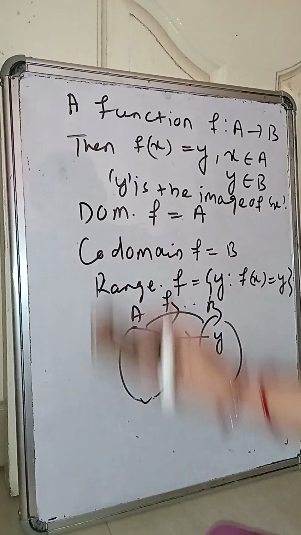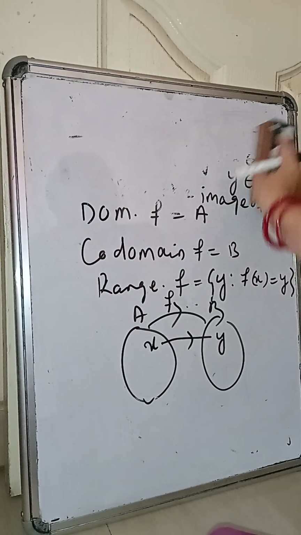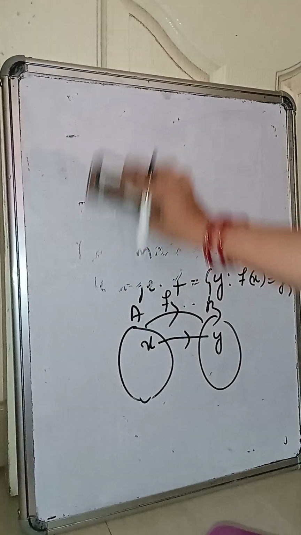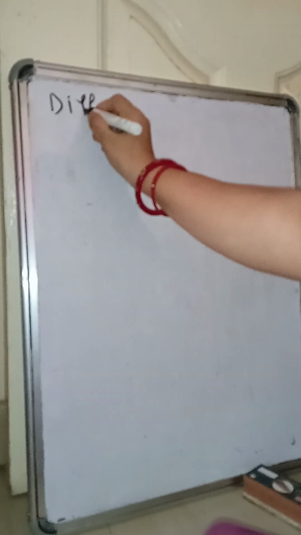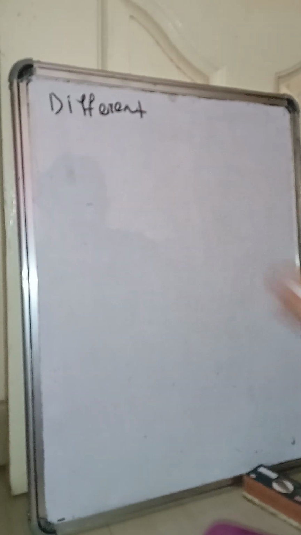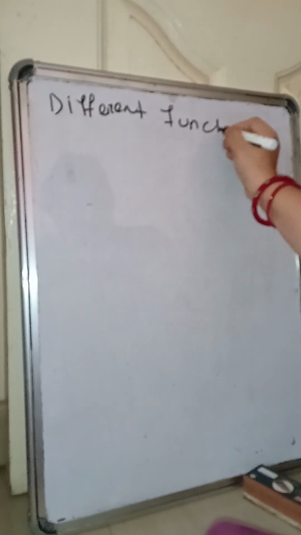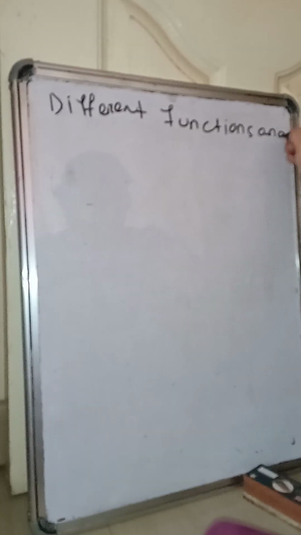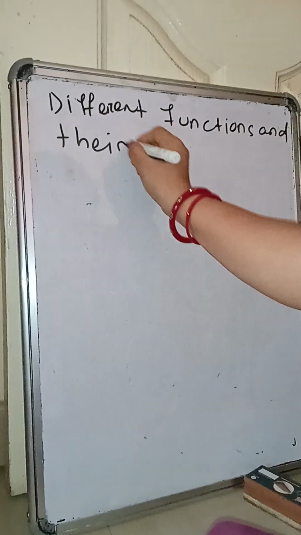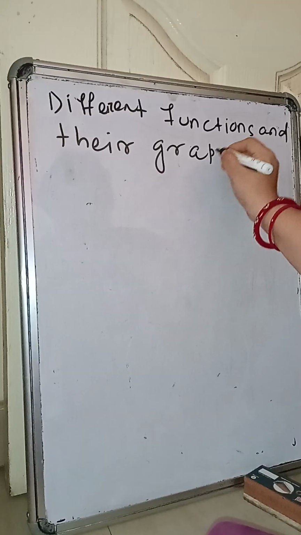Now today we will discuss the different types of functions, how to find the graph of the function, and then the domain and range of the function. Also you can find the domain, codomain, and range in each function. So, different types of functions and their graphs.